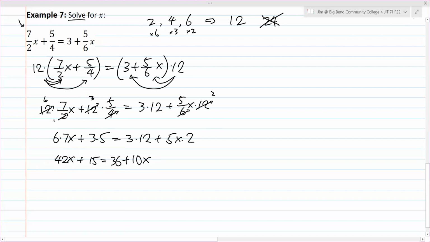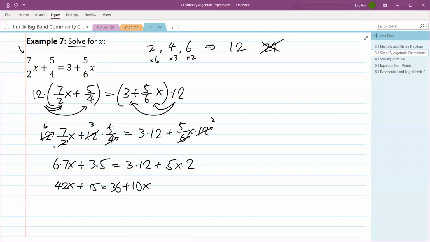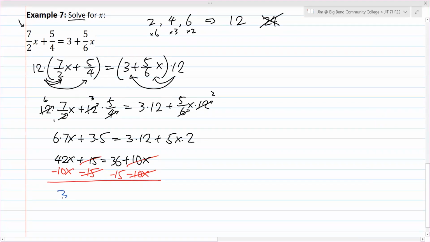And then we simplify the equation. For example, we take off 10x on both sides of the equation to cancel these 2 guys. And then we take off 15 on both sides of the equation to cancel these two guys. And then what do we get at the end? Right. We're isolating the x now. So 42 plus -10 gives you 32. And then 36 plus -15 equals 21.